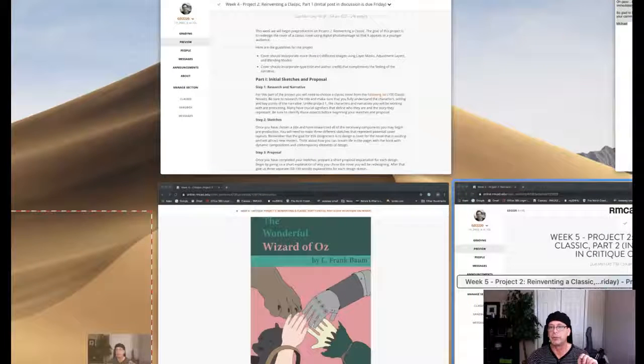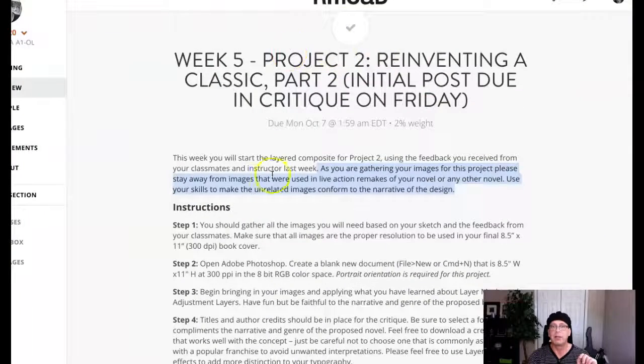Let me jump over to week 5, and we can take a look at this first paragraph. As you are gathering your images for the project, please stay away from images that were used in live action remakes of the novel or any other novel. Use your skills to make unrelated images conform to the narrative of the design. That's pointing to concept. That's saying use unrelated images to reinforce the concept of the book as you see it. So there's a lot of interpretation here. There's a lot of research here.